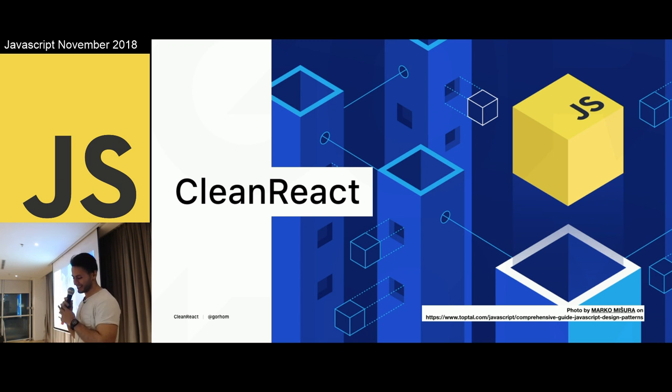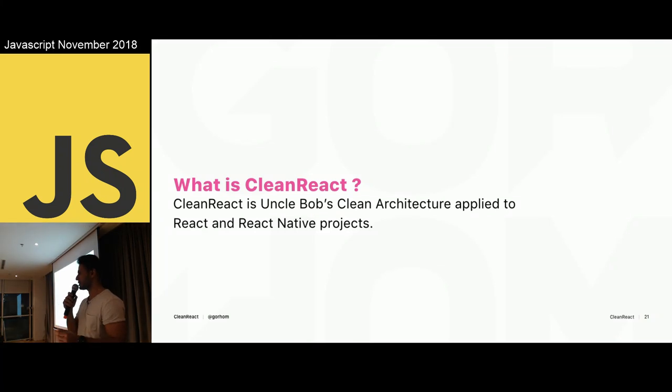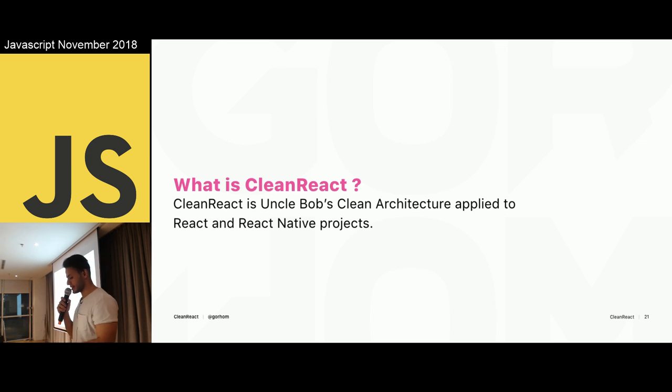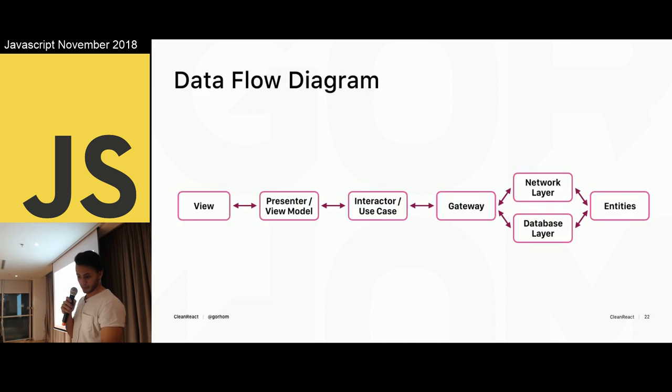Clean React. So, simple definition, it's just clean architecture applied to React and React Native, as simple as that. If you remember the data flow diagram for the clean architecture, it was like this. In order to make it work in React and React Native, we had to modify some stuff. First of all, we had the view. For us, the view in React, we called it dumb component. And then we had the presenter or the view model, which in React Native we can call the smart component.